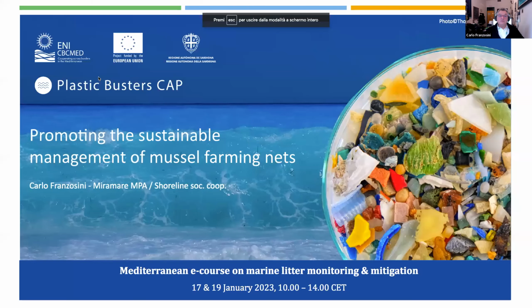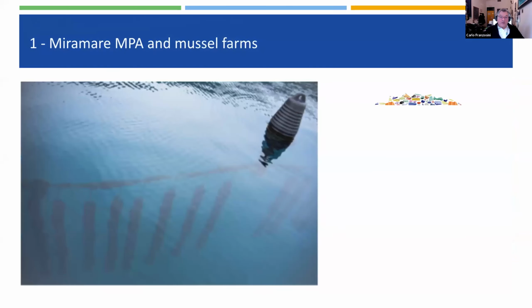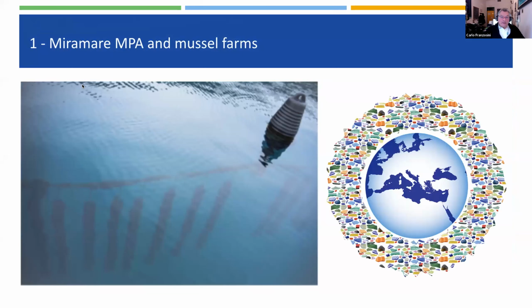Okay, I suppose it is working. Yes, all good. Well, at first, why mussel farming? From the point of view of Miramare MPA and WWF Italy, mussel farming is the most sustainable way of breeding marine species. They do not require feeding, they do not use antibiotics, and they follow the nature schemes and cycles. So it is an activity which has less impact than any other breeding activity and aquaculture at sea.